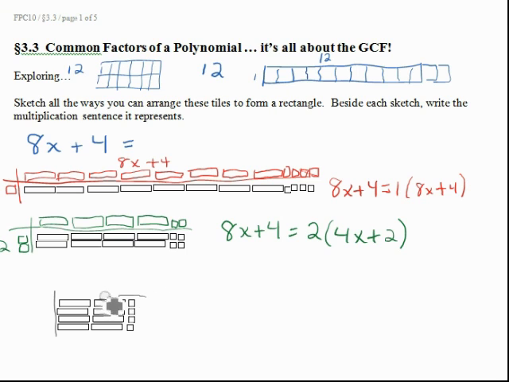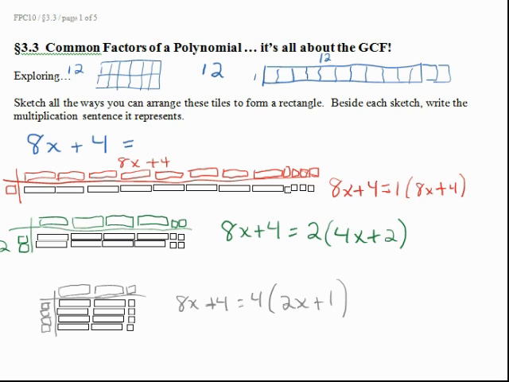Where on this side we have 1, 2, 3, 4, and on the top we have 1, 2x plus 1. So 8x plus 4 equals 4 times 2x plus 1. Okay? So make sure you have that copied down, and I'm going to flip back to the other page of notes right now.